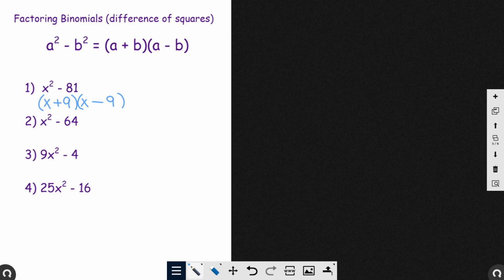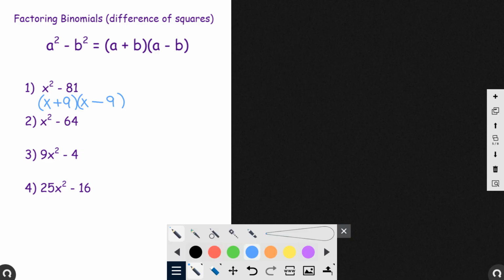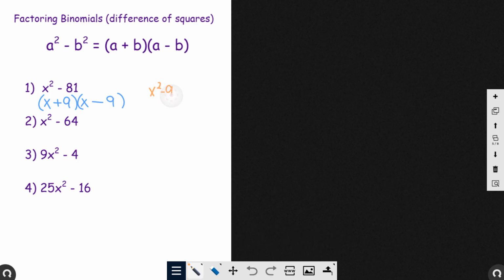That's right. If we wanted to check, we could distribute. So you don't have to do this part, but I will do it to the side, but you don't have to write this down. If I went through and distributed this, I would distribute the x first, so I would get x squared minus 9x. Then I distribute the 9, and I get plus 9x minus 81. And what happens to those middle terms? They cancel out. So if you want the middle part to cancel out, you make the parentheses exactly the same with a plus in one and a minus in the other. And then that's how that one works out.